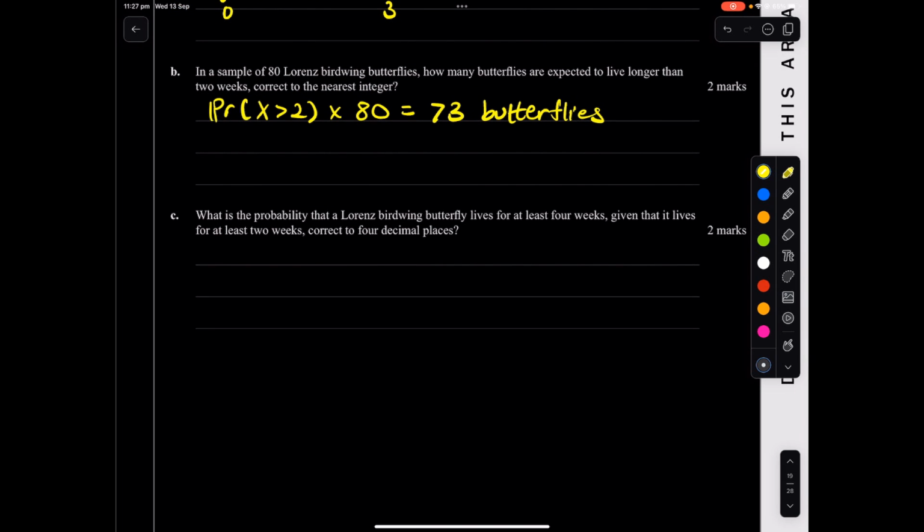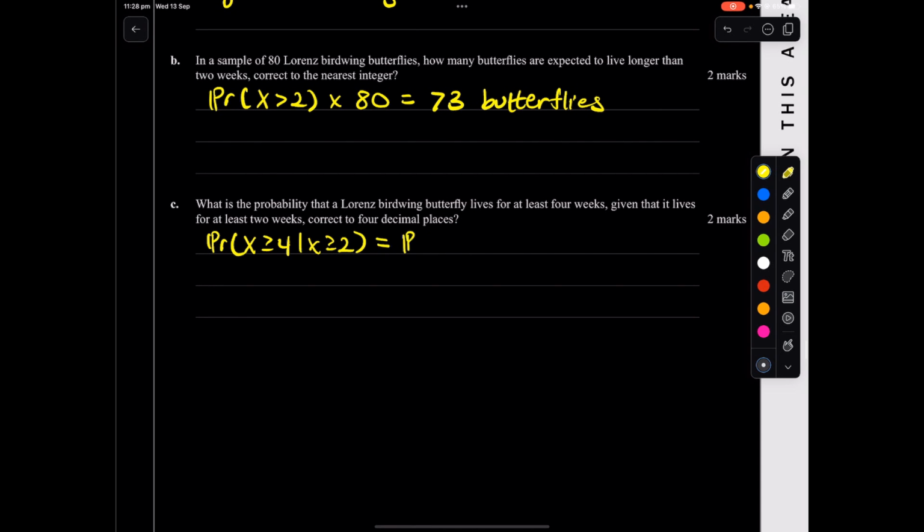What is the probability that a Lawrence birdwing butterfly lives for at least 4 weeks, given that it lives for at least 2 weeks? So the probability that it lives 4 weeks, given that it lives 2 weeks. So x is greater than or equal to 2. That's the probability of x greater than or equal to 4, all over the probability of x greater than or equal to 2.